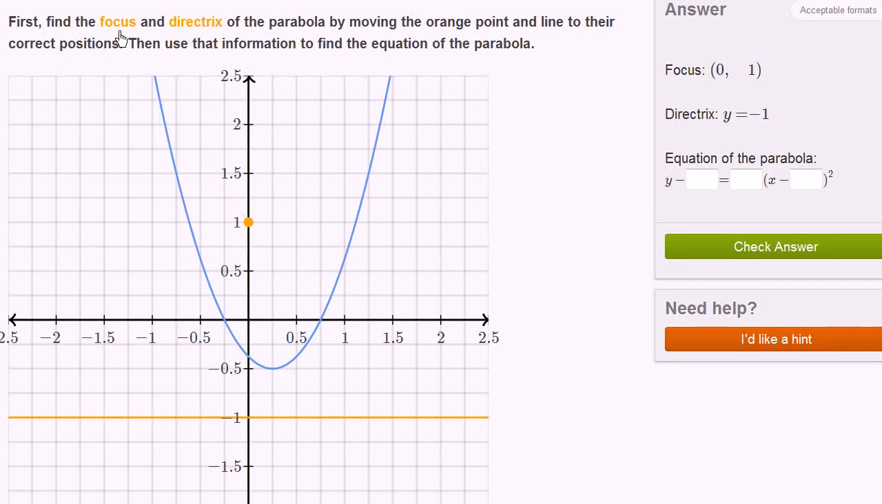We're asked to first find the focus and directrix of the parabola by moving the orange point and line to their correct positions. Then use that information to find the equation of the parabola.